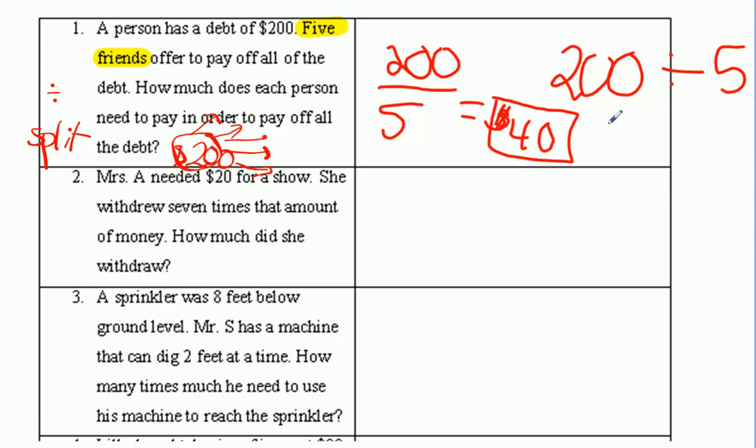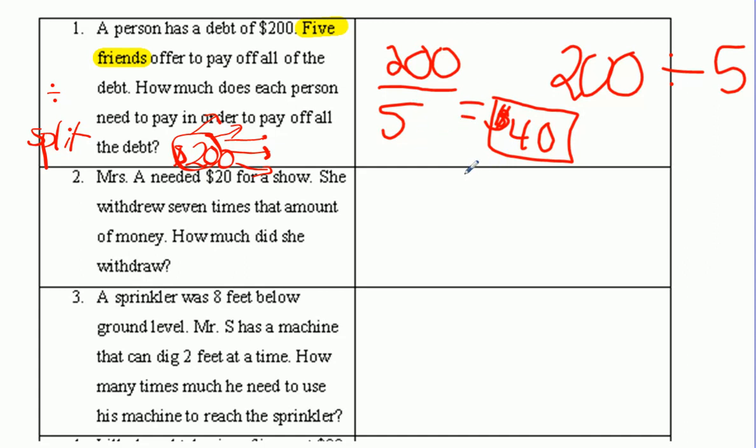Notice I didn't use negatives this time, because they're going to pay off the debt, and it wouldn't make sense if they were paying negative $40. So I used positive here. If it didn't make sense with positive, then I might have to go back and put a negative in the problem, but it makes sense here.